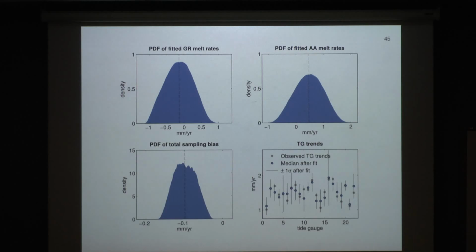So then we can look also at how the trends at the individual gauges were affected by imposing these spatial patterns on the observations. The gray circles here are the observed tide gauge trends again.